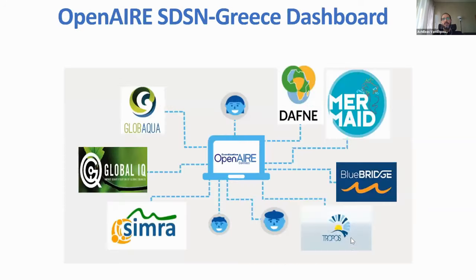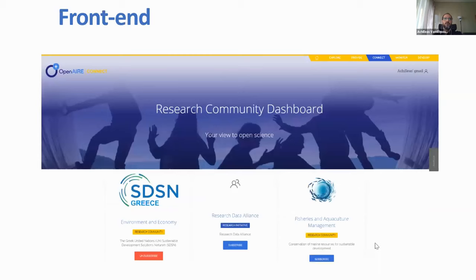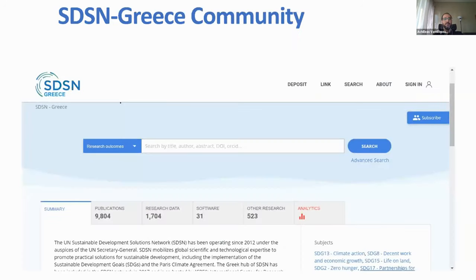So what was the idea behind us getting involved in Open Air Connect? The reason for SDSN to exist is to create a hub for all the research conducted within the local boundaries. So all the projects and all the papers that are related to sustainable development in Greece. We wanted to create this platform, this repository, where everything will be collected. This is the research side, and this is our community dashboard, where we already have 9,800 publications and many research data, et cetera, et cetera.